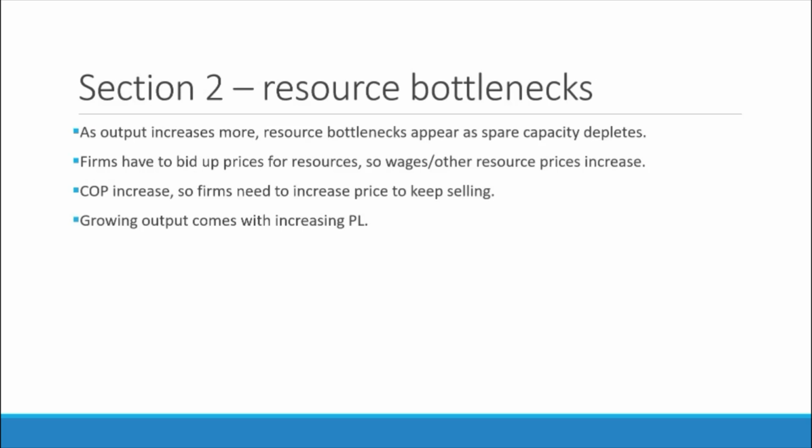Section 2 of the curve is upward sloping. As firms increase output, spare capacity depletes, which is known as a resource bottleneck. This forces firms to bid up resource prices in order to acquire these, increasing their cost of production. As they increase output, they need to increase their prices to maintain profits. So growing output comes with increases in price level as the economy approaches potential output.